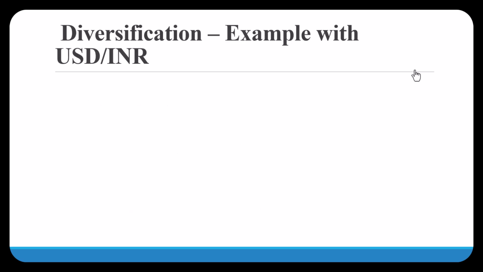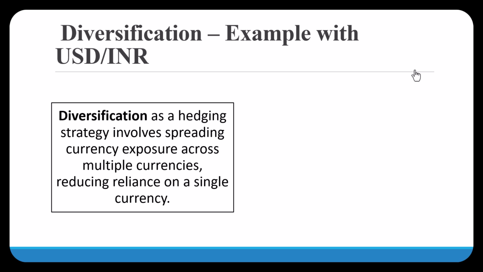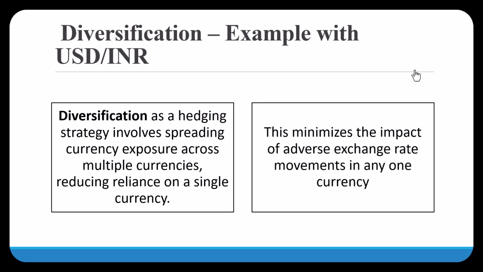So let's understand one example. The hedging strategy involves spreading currency exposures across multiple currencies, reducing reliance on a single currency. This minimizes the impact of adverse exchange rate movements in any one currency. So instead of being exposed to one, you are exposed to many. So it will rather reduce your losses or gains.